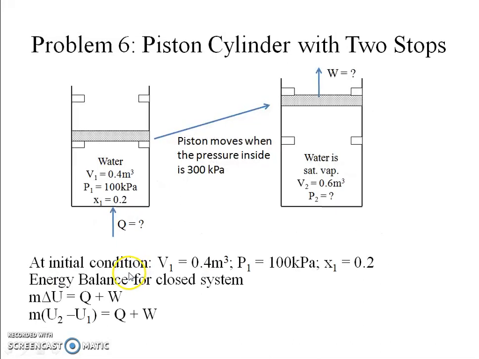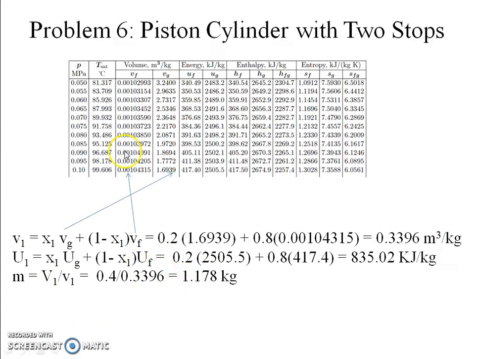Now I have to again find out what is U1. U1 also I can read from the steam tables. Here I am seeing Ug and Uf. Ug is 2505.5 and Uf is 417.4. So I'm using these values along with the quality of steam to calculate the internal energy at the initial state.